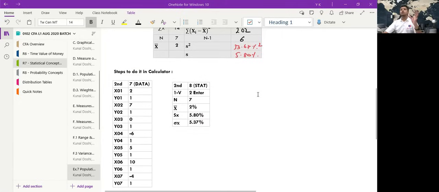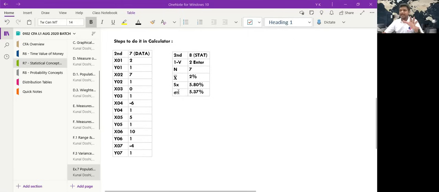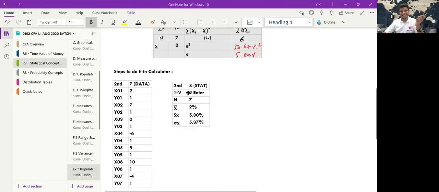You just have to go second 7, that is data, put up all the data, and then you press second 8 and you get all the numbers that you want here. Just by going to 1V. 1V is crucial because 1V is one variable. Here you have right now one stock. So we do this. When you have two stocks, I'll tell you what to do. Clear, everyone?